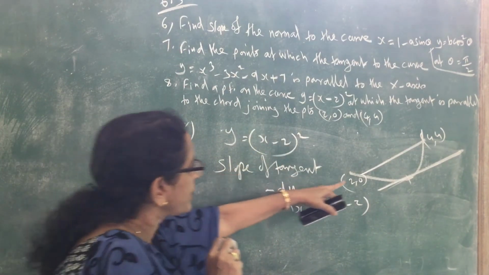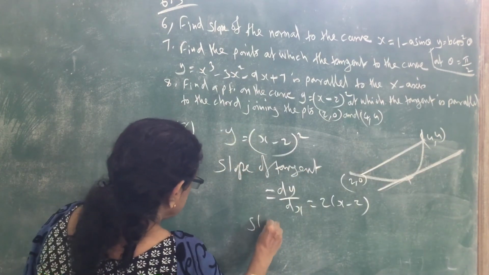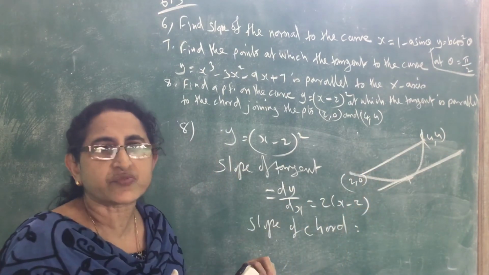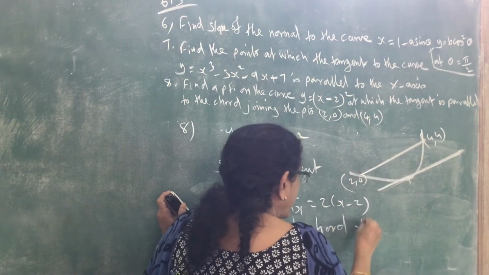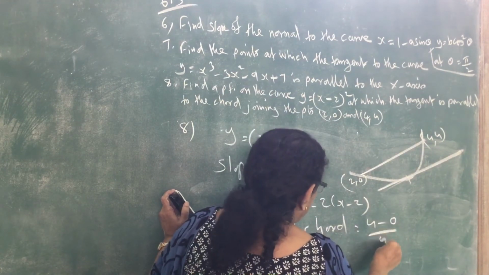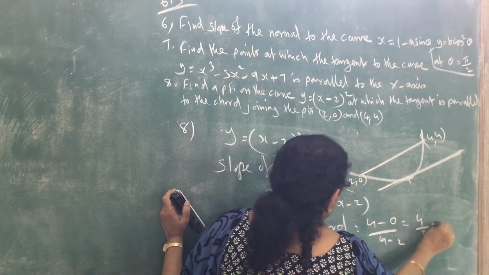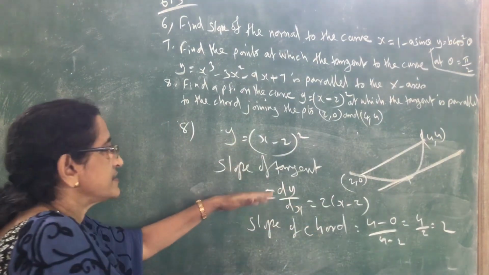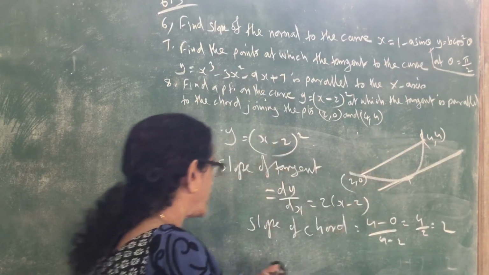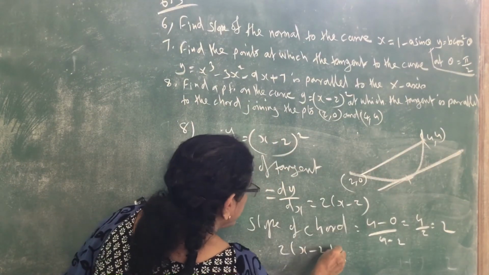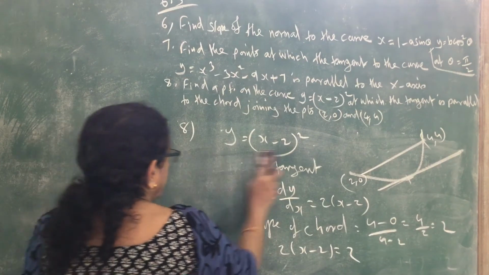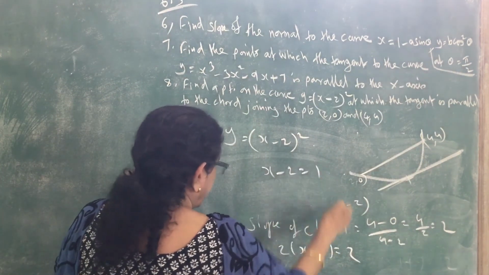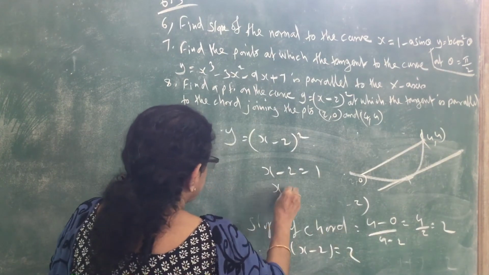Then we can find the slope of the chord joining these 2 points: (y2 − y1)/(x2 − x1) = (4 − 0)/(4 − 2) = 4/2 = 2. Now we equate the slope of the tangent to the slope of the chord. Therefore 2(x − 2) = 2. Cancel 2: x − 2 = 1. So x = 3.